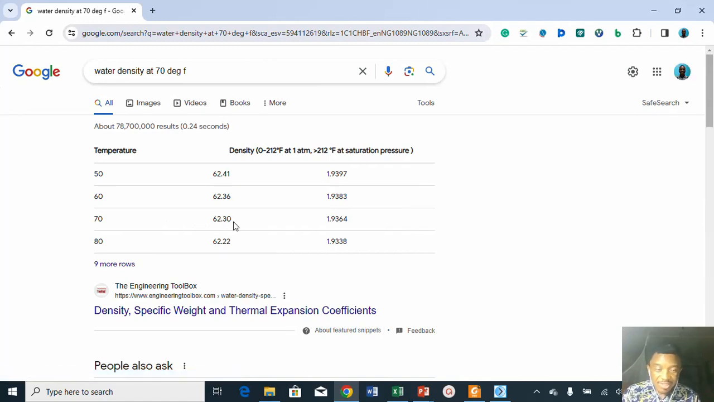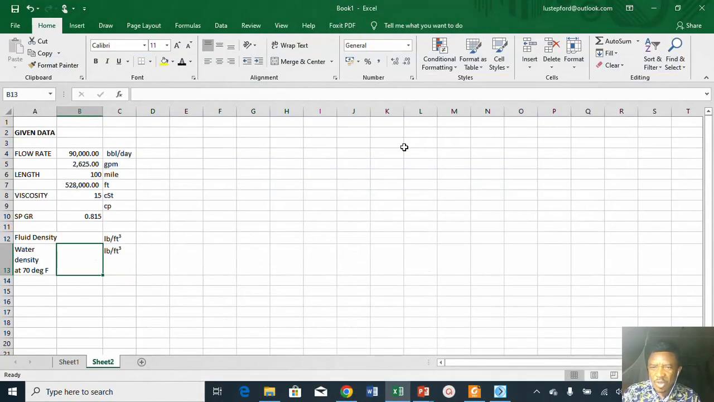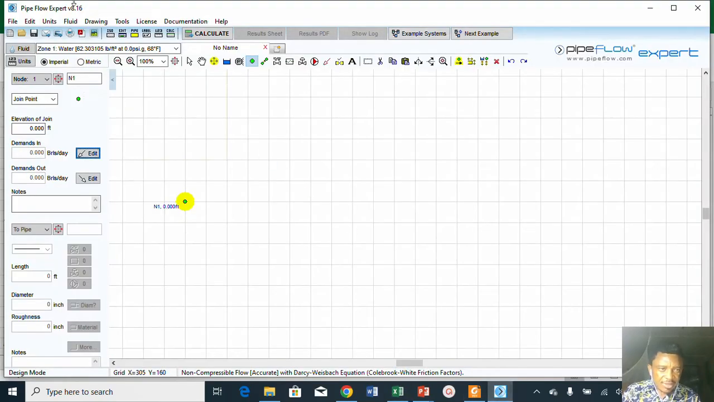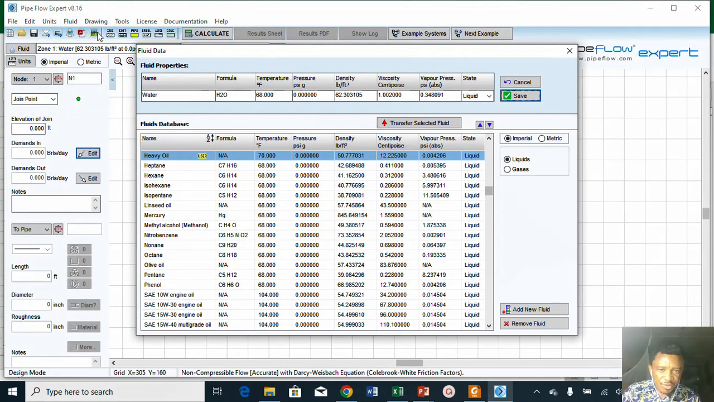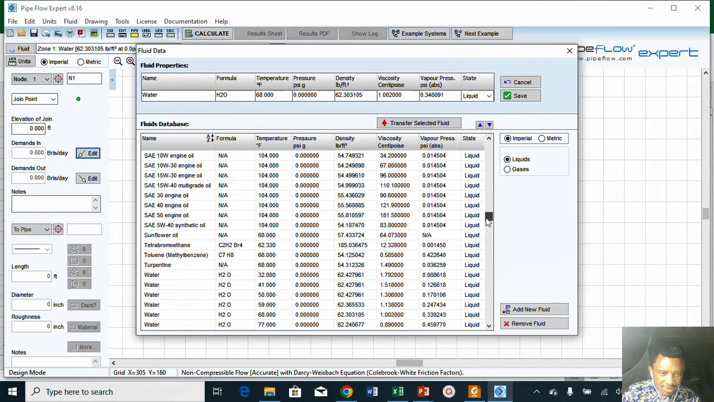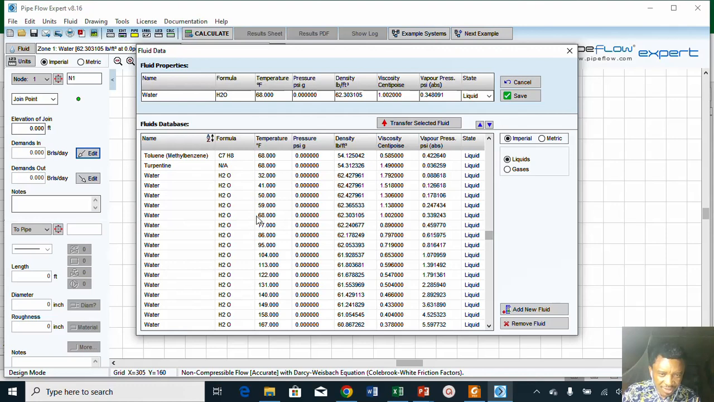62.30. Now, since we are working with this software, let's go to the fluid. Let's say water, the density of water. The one that is close by is 78. So we're going to use the density of water at 78 as that of 70, because 70 and 68 should be closer, so the difference will be minimal.